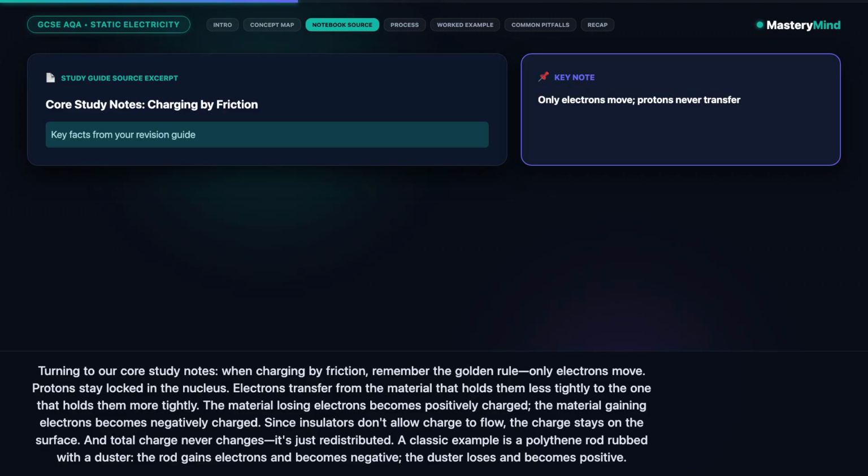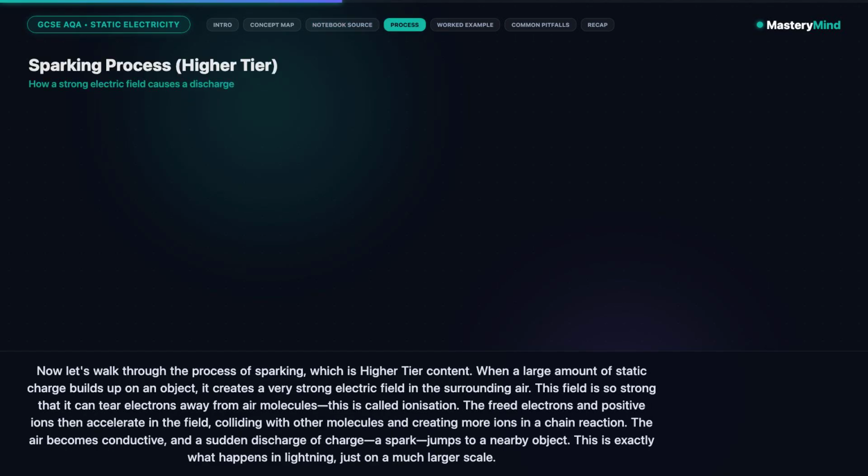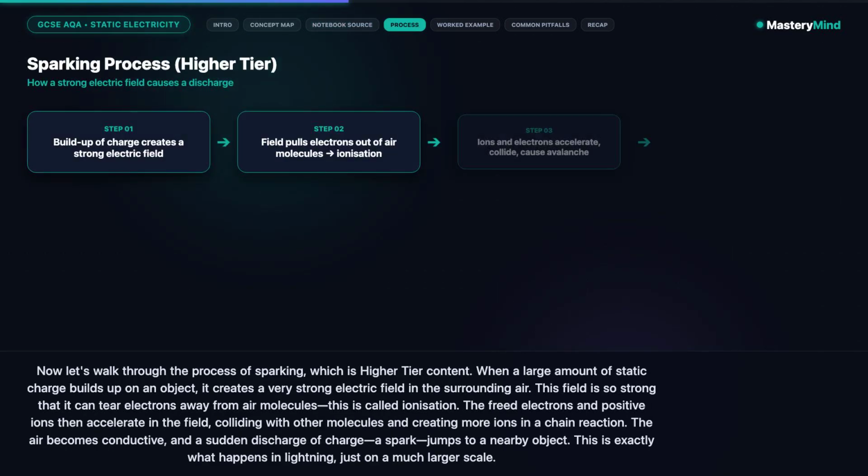Since insulators don't allow charge to flow, the charge stays on the surface. And total charge never changes, it's just redistributed. A classic example is a polythene rod rubbed with a duster. The rod gains electrons and becomes negative, the duster loses them and becomes positive.